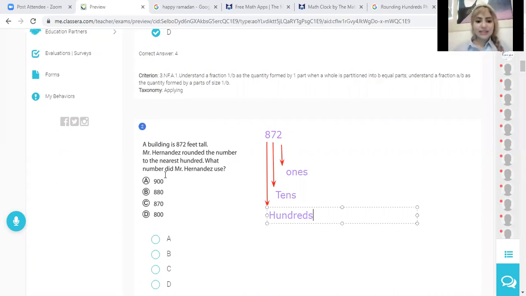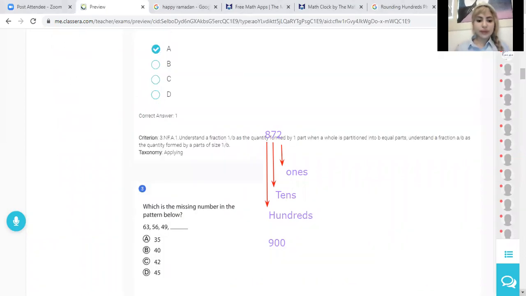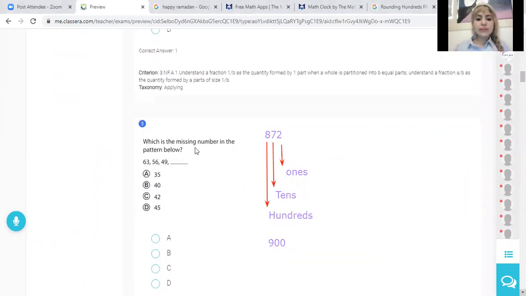So the right answer is 900 because 8 will be 9. 7 and 2 will go back home, bring back 0. Okay, my lovely girls, so the answer is 900. Let's go back to number 3 and see which is the missing number in the pattern below.